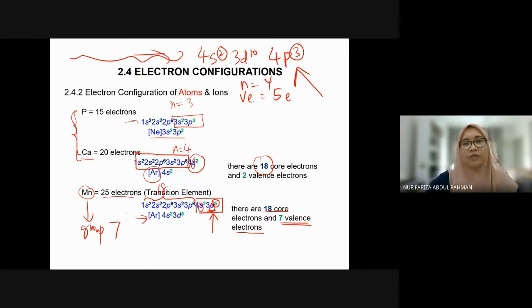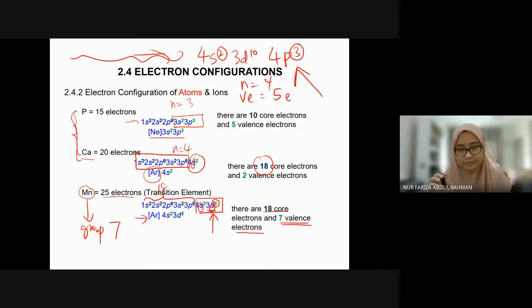Partially filled, then only we can call that element a transition element. Okay, all right. So please remember, for transition elements it is special, then you have to consider the S and the D for the total number of valence electrons.